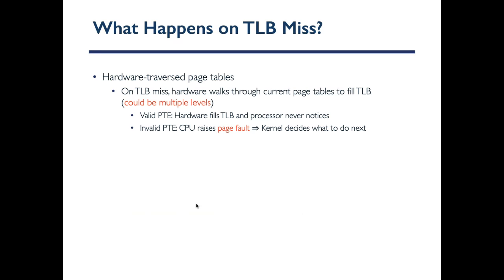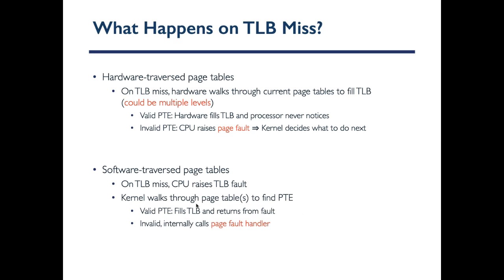which could take multiple accesses to memory because of multiple levels of page table. If you eventually find a valid page table entry, nothing really happens. Everything is transparent from the operating system's point of view, and also the process that is running. So you just fill the TLB and keep going. However, if you find an invalid page table entry, then the CPU is going to raise a page fault. So you have to get the operating system and the kernel involved to resolve this page fault.